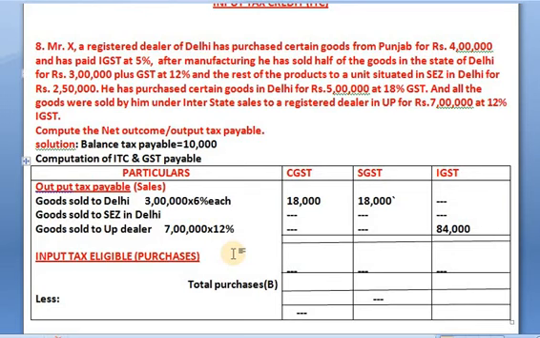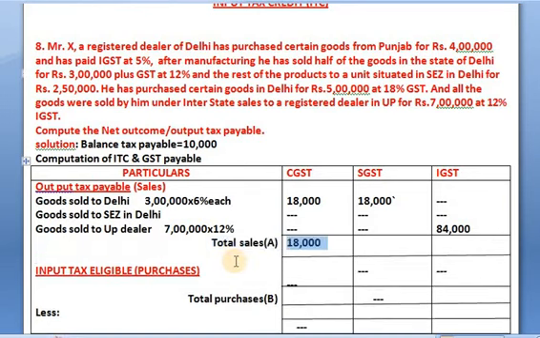Now take the total sales and name it as A. So 18,000, 18,000 and 84,000. Now we need to calculate the purchases, that is, input tax eligible on purchases.